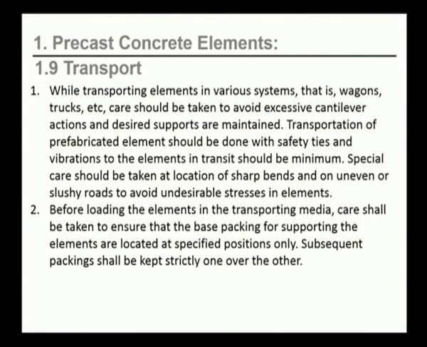So, while transporting elements in various systems, care should be taken to avoid excessive cantilever actions and desired supports are maintained. Before loading the elements and transporting media, care shall be taken to ensure that the base packing and supporting elements are located at specified positions only. Subsequent packing shall be kept strictly one over the other.